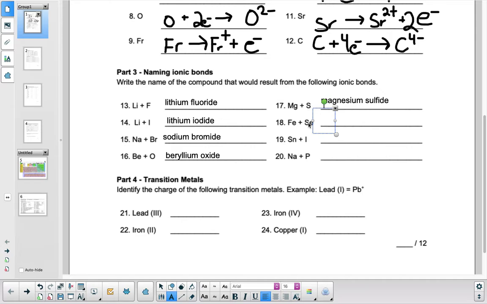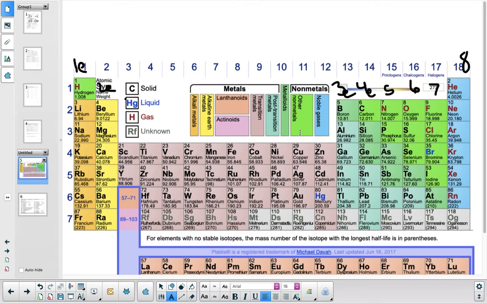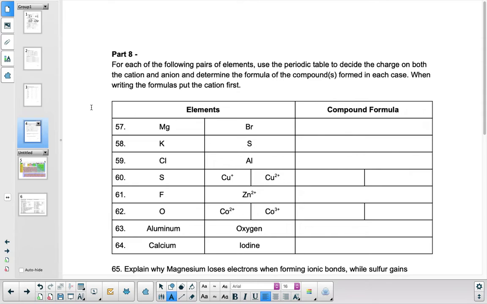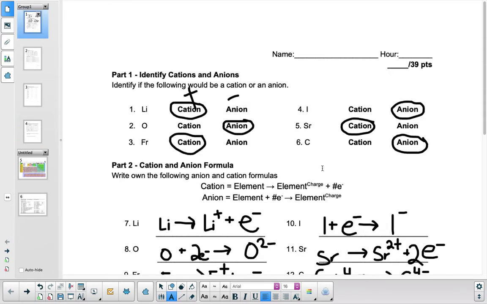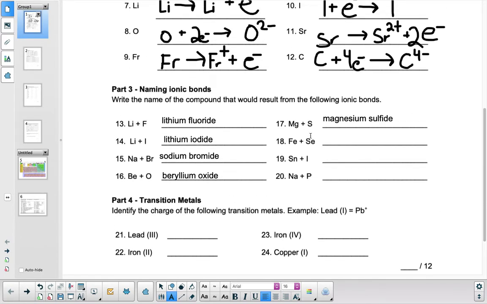So selenium has a charge, if we look down here, it's going to have 6 valence electrons. So that means it needs to gain 2. So selenium would have a -2 charge. In order to balance that out, this means iron would need to have a +2 charge.